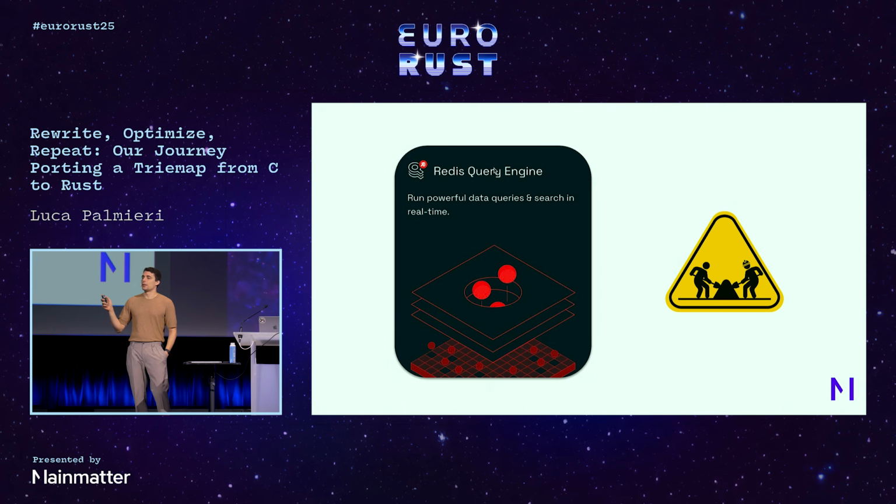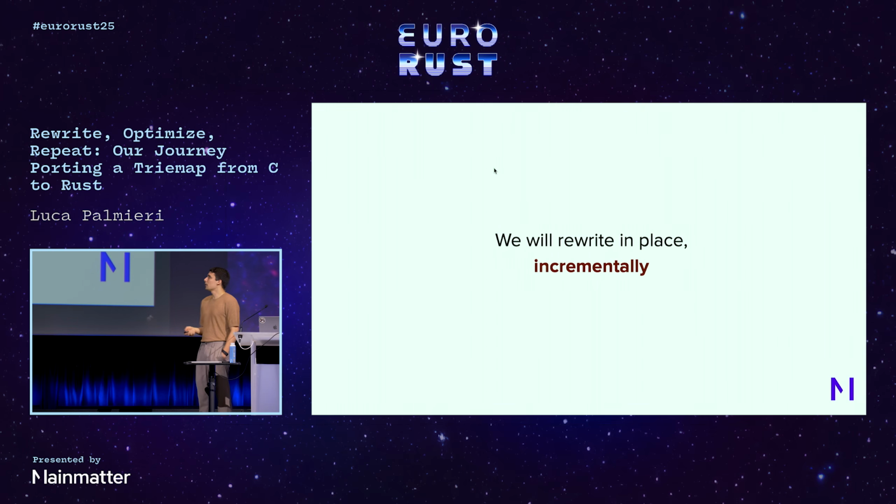To further complicate the matter, Redis Query Engine is actively being worked on. There are multiple teams of engineers that day in, day out are pushing features, fixing bugs, improving performance. If you were to try a rewrite from scratch, you'd be chasing a large moving target with a very high likelihood of actually not shipping anything at the end of the project. So we decided on a different approach. Rather than trying a rewrite from scratch, we decided to rewrite in place, incrementally.